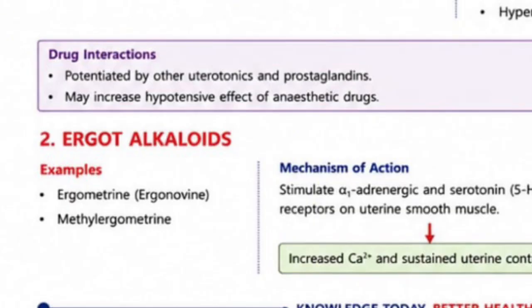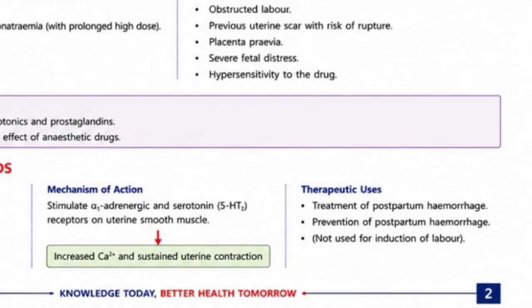Another name for ergometrine is ergonovine, and they are used to stimulate the smooth muscle of the uterus. Don't forget, they are used to stimulate the smooth muscle of the uterus. Don't forget, it's very, very important. You get it now? So what do they do now? They bind to alpha-1 receptor on the smooth muscle of the uterus.